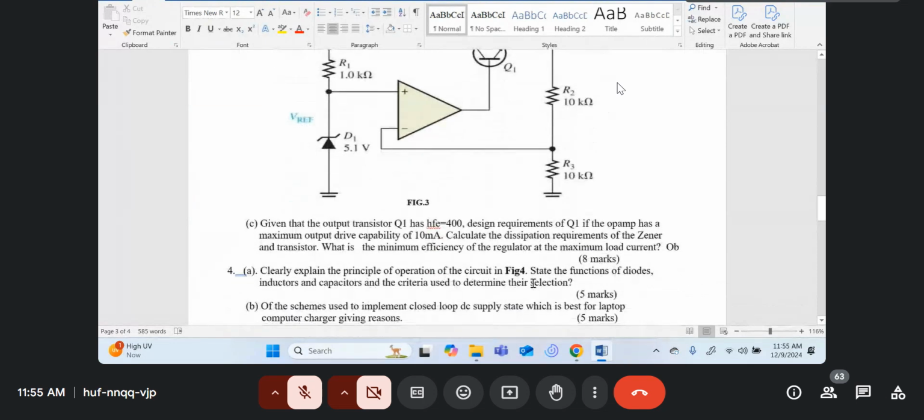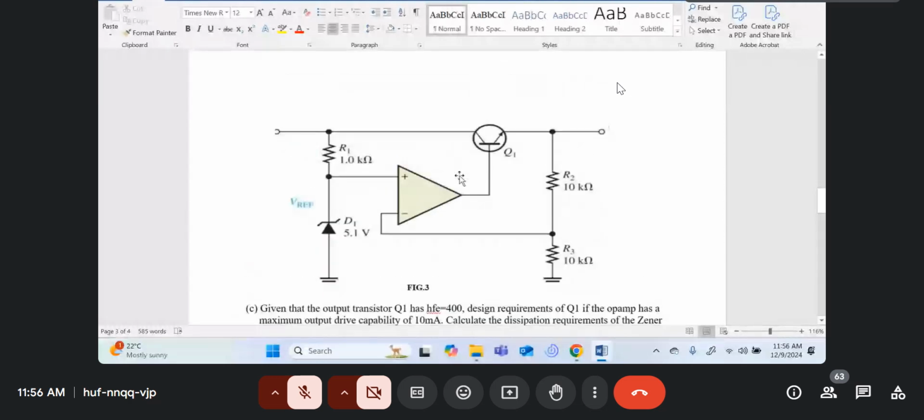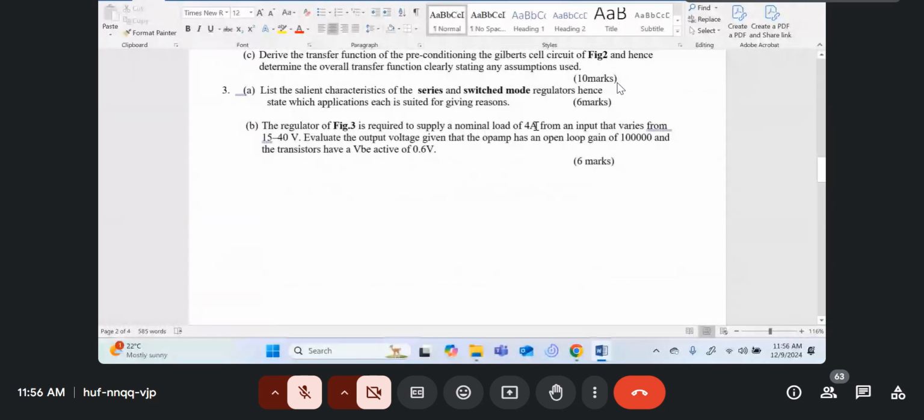Then you're told that given that Q1 has a gain of 400, design the requirements of Q1 if the op-amp has a maximum output drive capability of 10 milliamps. So you're told the op-amp can only give a maximum of 10 milliamps. But in your design, you're supposed to design it for 4,000 milliamps, or 4 amps, yeah.